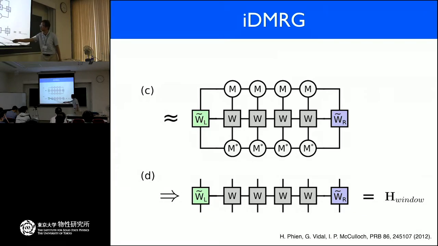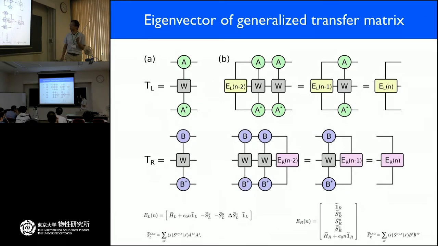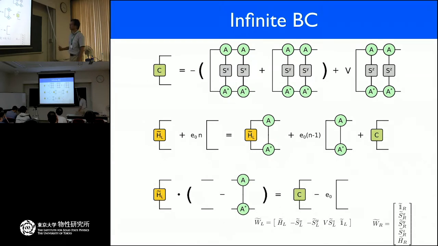So this will be your window Hamiltonian, which is a finite size Hamiltonian. There are several tricks. You need to get the dominant eigenvector of this generalized transfer matrix, and there are some linear equations one needs to solve. But after doing all this, you get a boundary MPO, which simulates this infinite boundary on the left, and this simulates the infinite boundary on the right.